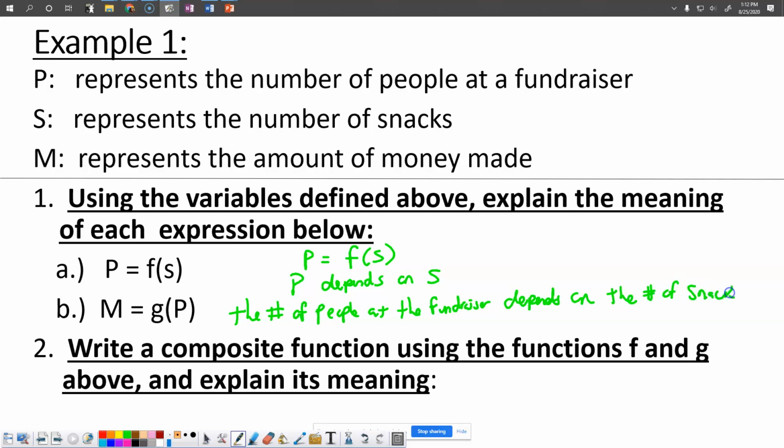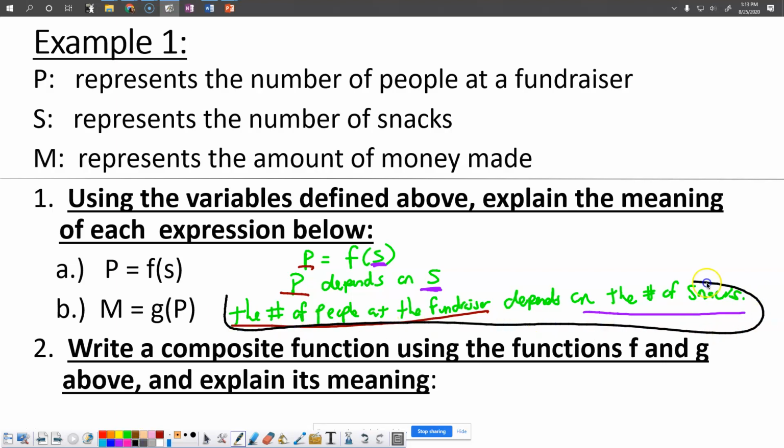Ain't it the truth? The more food you have, the more people come. So, P, the number of people at the fundraiser, depends on S, the number of snacks. Okay? And so our final answer then is going to be this statement right here. So I want you guys to write a sentence interpreting what this means. Okay? Let's go ahead and do part B here.